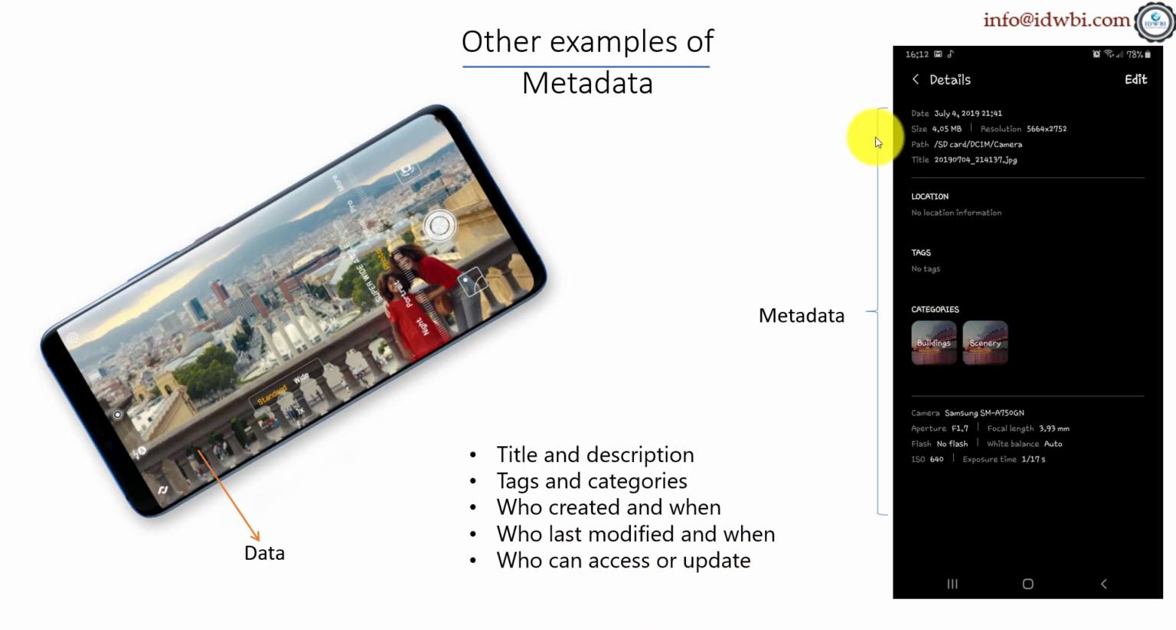Who can access or update? Currently, the path is here. Obviously, if it is your device with your security code, handprint, and thumbprint, it's only you. But you would also know that if you have uploaded it onto your Google Photos or Amazon Photos or whichever cloud-based solution you have uploaded it into, you can also see who has last accessed it.